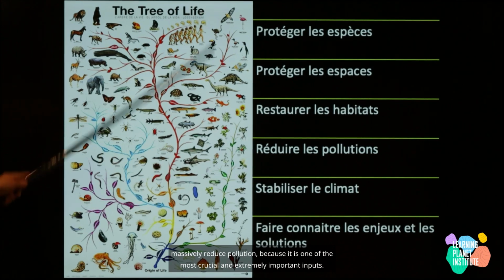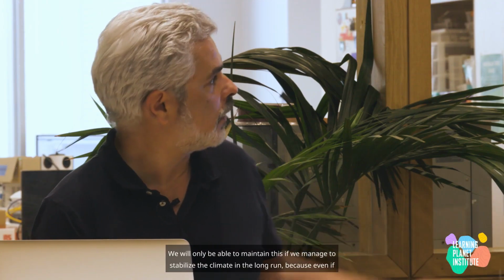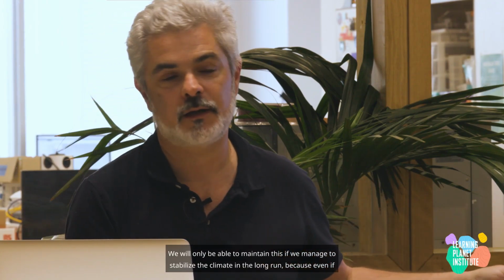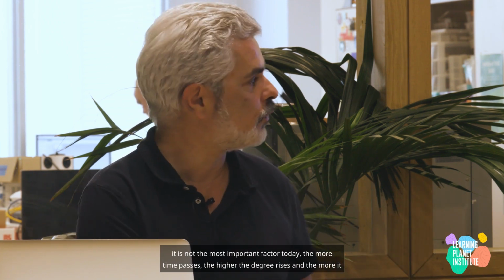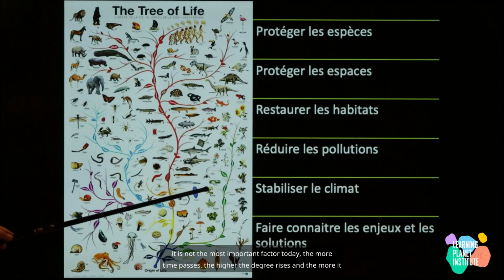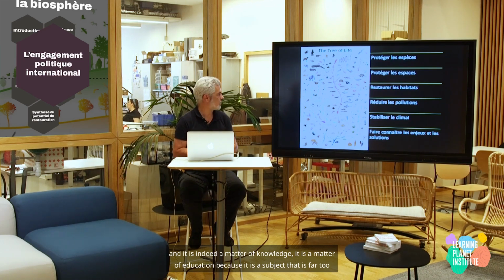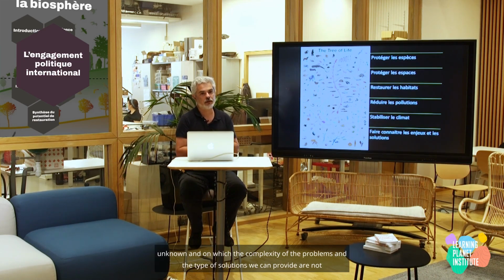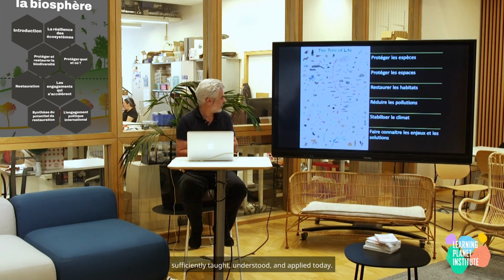Massively reduce pollution, because it is one of the most crucial and extremely important inputs. We will only be able to maintain this if we manage to stabilize the climate in the long run, because even if it is not the most important factor today, the more time passes, the higher the temperature rises, and the more it will become so. And it is indeed a matter of knowledge. It is a matter of education, because it is a subject that is far too unknown, and the complexity of the problems and the type of solutions we can provide are not sufficiently taught, understood, and applied today.